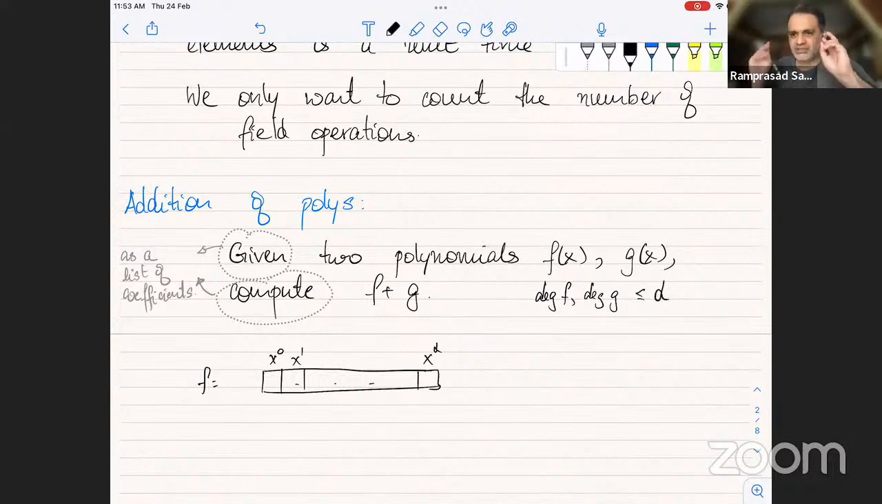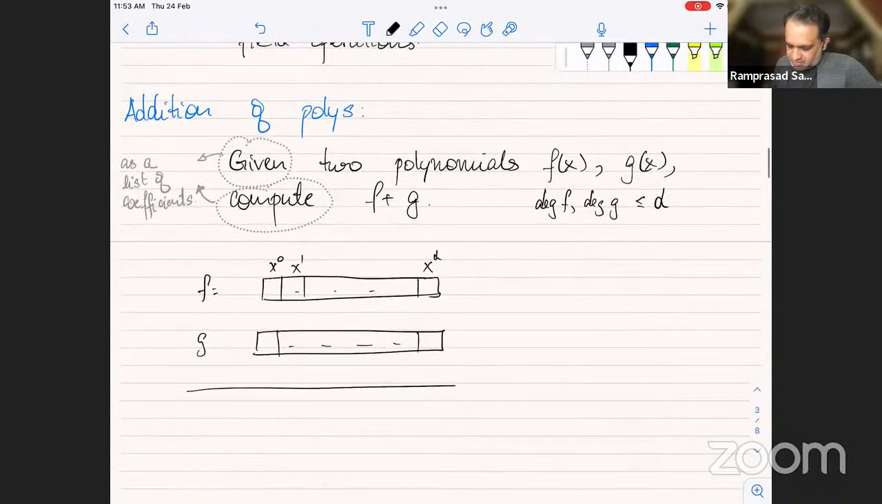So the input size in some sense is an array of something like d elements. Again, some of these coefficients could be pi and e and whatnot. It's just that at this point, we're not going to worry about it. I'm given a list of d plus 1 elements in this case. Okay. And similarly, I have g, which is an array like this.